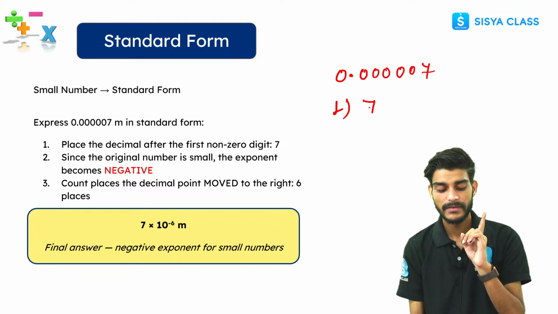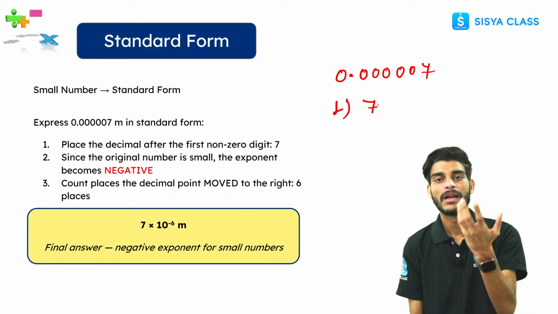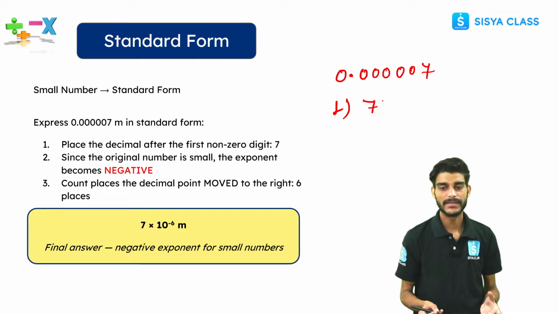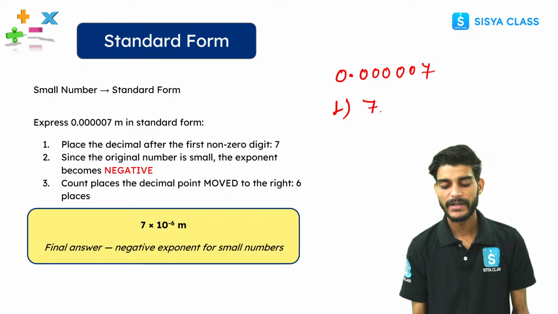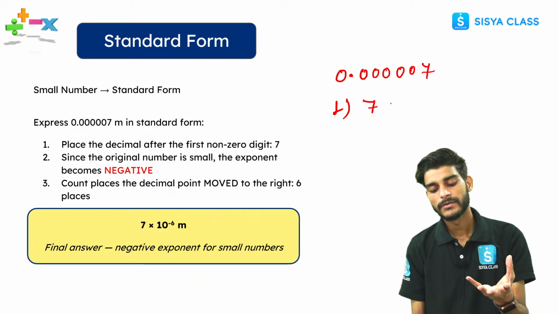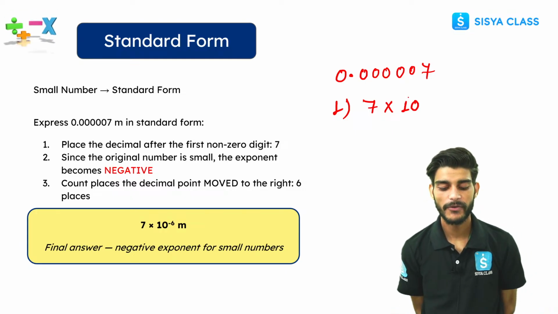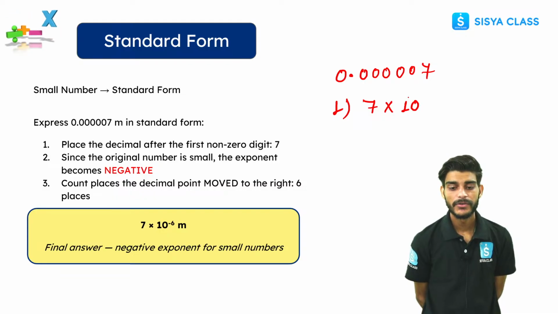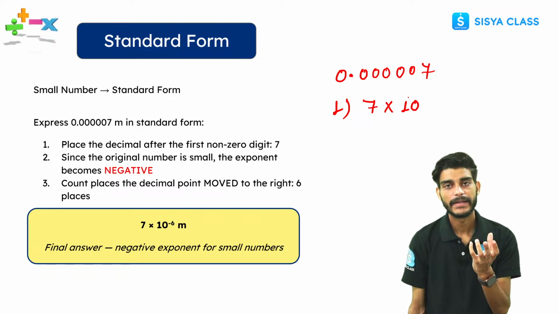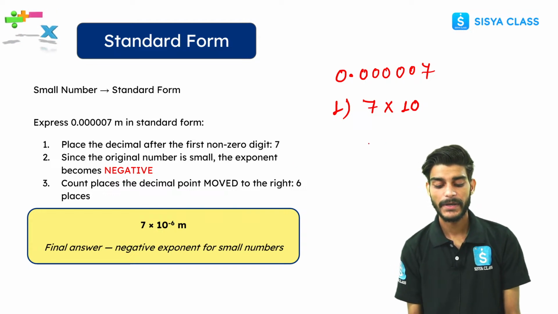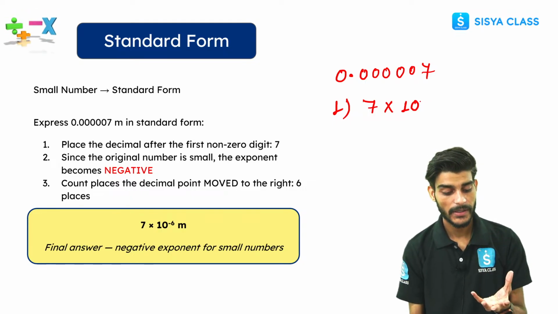So 7.00 something. Either you write it or don't write it, it doesn't matter, right? After 7 there is no digit, so 7.000 will be there. You can write it also or you can neglect it. Now the next question is, what will be the power of 10? I told you, when you have a small number, the powers of 10 will be negative. So here the power of 10 will be a negative number. But which number will it be, sir?